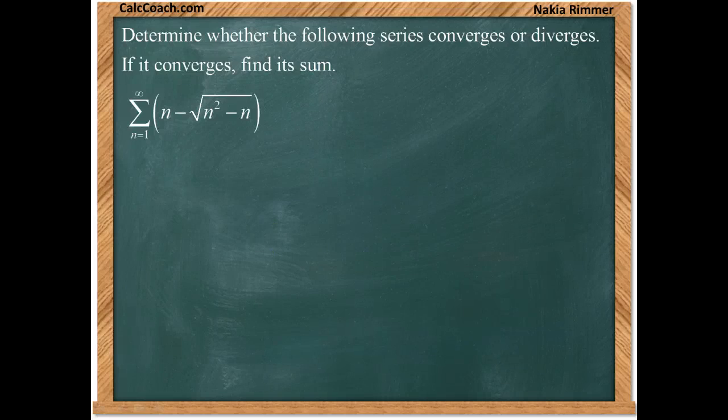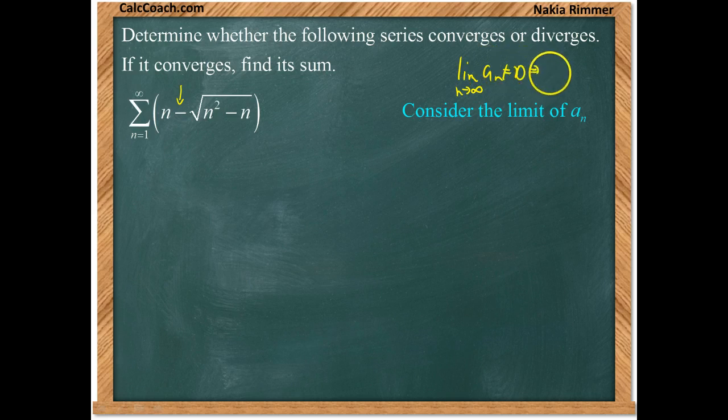Determine whether the following series converges or diverges. If it converges, find its sum. On first glance, you might think that this is telescoping just because you see this minus sign, but that doesn't work out. Your first thought actually should be to try to take the limit of the terms, because if the limit of the terms is not 0, then you know for sure that the series will diverge.